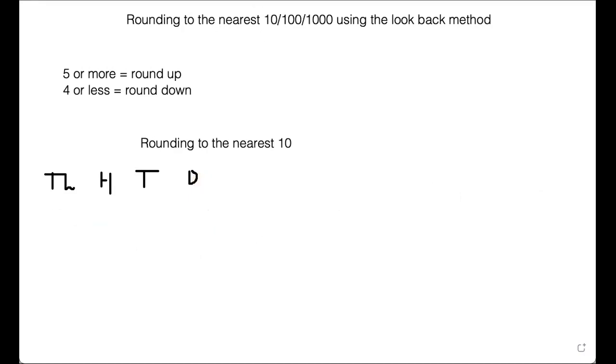How would it look if we were rounding to the nearest 100? The method would still be exactly the same. For example, 382, rounding to the nearest 100. Go to your hundreds right here. Look back one in the tens. If that is 5 or more, it is. So it rounds up to 400. The whole number will round up to 400. Like so.